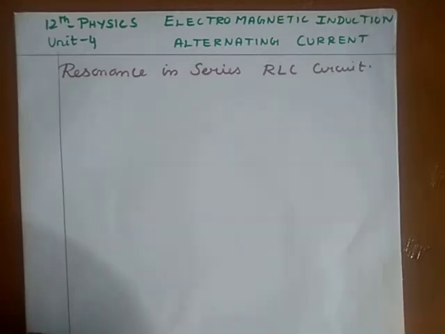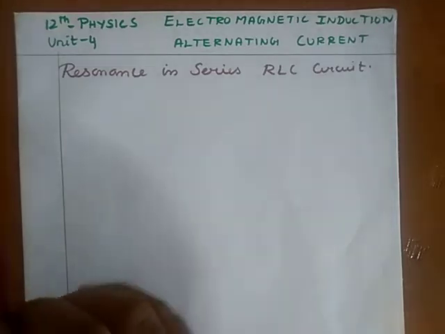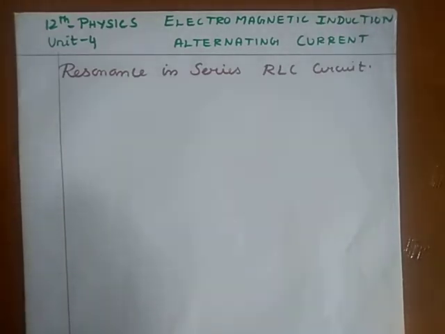Here in today's class, let me see the resonance in a series RLC circuit. In our previous class, we learned about the phase angle between current and voltage in a series RLC circuit, that is tan phi is equal to (XL minus XC) by R. Here in this video, let me see the resonance in a series RLC circuit.